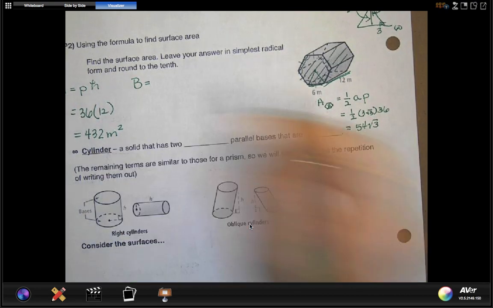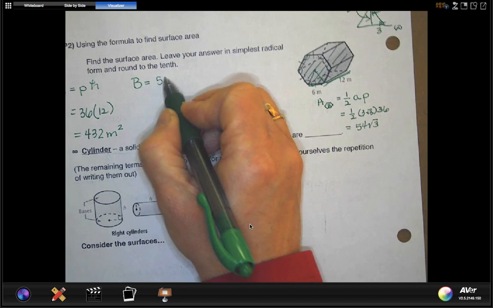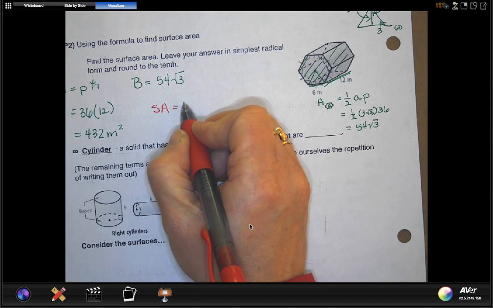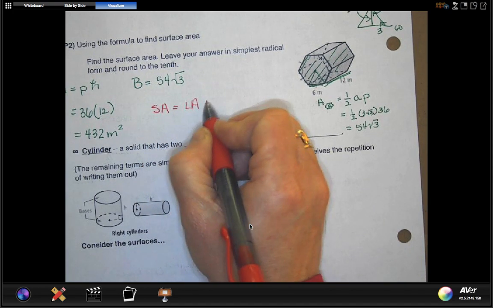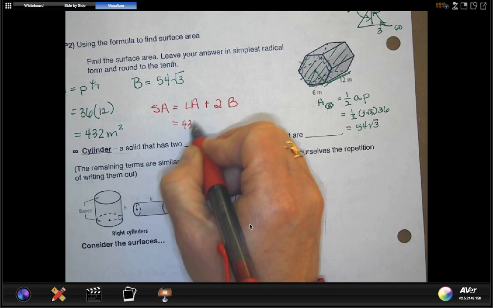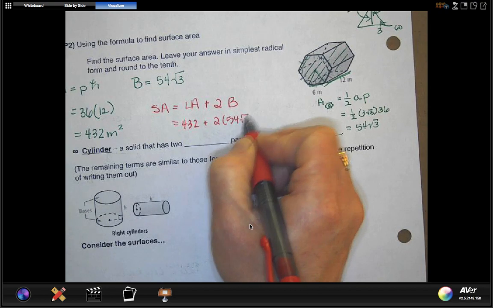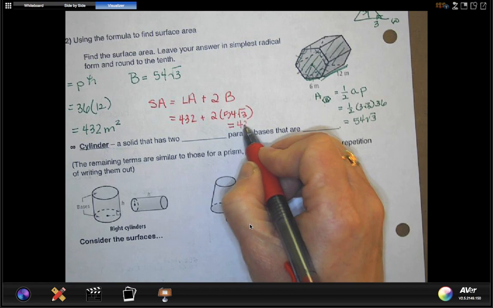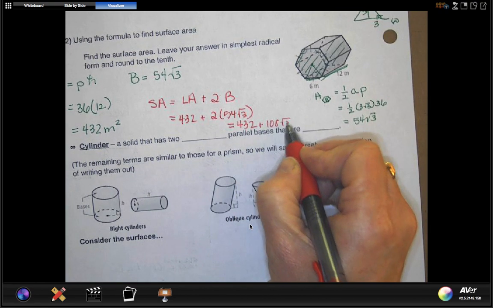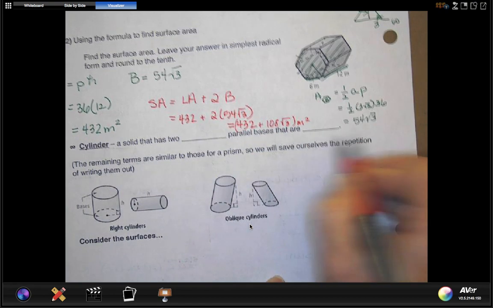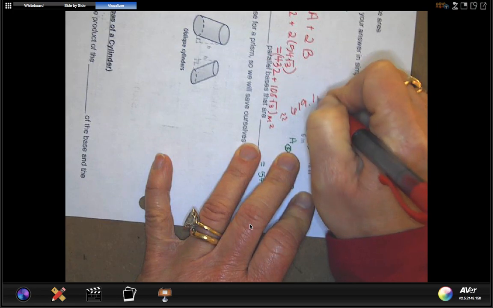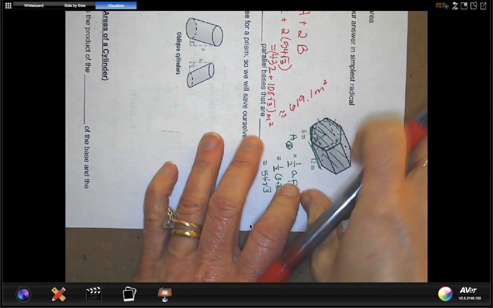So now, that's the area of my base. So now when I find that surface area, it's my lateral area plus 2 bases. So my lateral area is 432. I have 2 of these 54 square roots of 3. So if I leave my answer in simplest radical form, it looks like this: 432 plus 108 square root of 3 meters squared. And if I round it, I'm running out of room. I didn't space this very well. If I round it here, it's approximately 619.1 meters squared. Isn't that fun? I just went sideways.